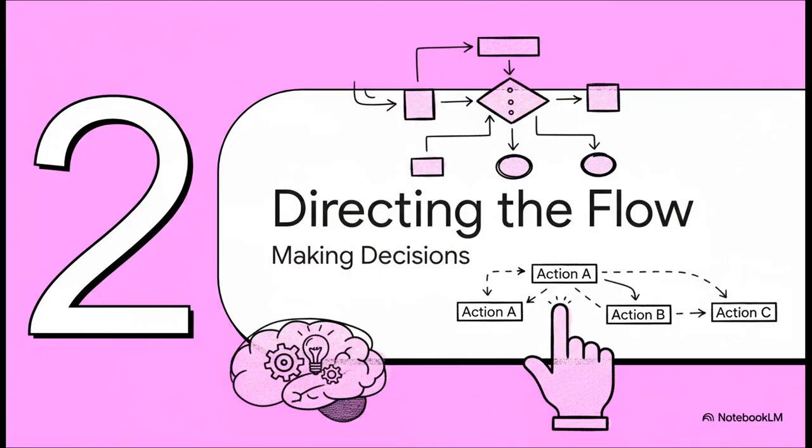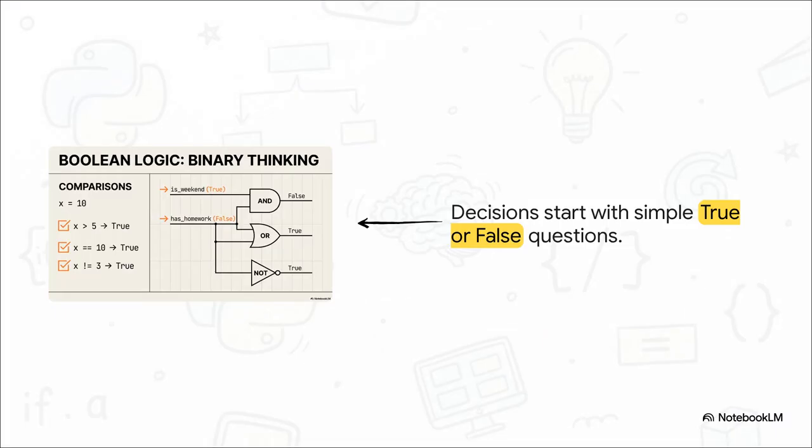All right, so our machine can now remember things. The next step in our pilot training is to teach it how to think, or at least how to make decisions based on the information it's storing. All the complex decisions a computer makes really just boil down to simple true or false questions. Is x greater than 5? Yep, true. Is x exactly equal to 10? Also true. Is x not equal to 3? That's true too.